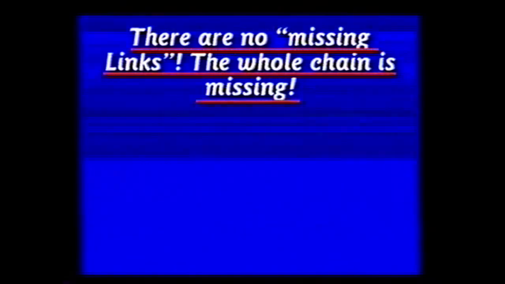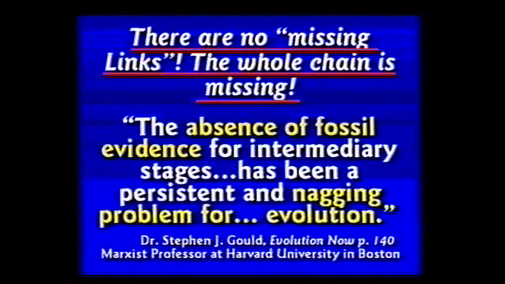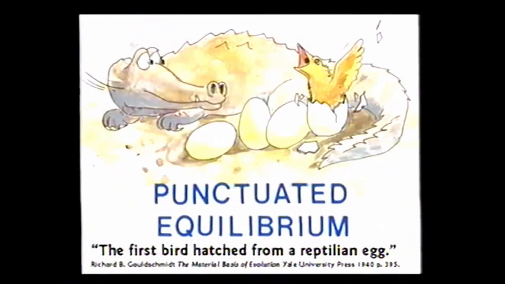It's not just a link they're looking for. And even guys like Stephen Gould will say, the absence of fossil evidence has been a nagging problem for evolution, but he believes in it anyway. It doesn't diminish his faith any. He just says we haven't found the evidence. So he and other fellows have come up with a theory called punctuated equilibrium. This is just really a resurrected Goldschmidt theory, who said the first bird hatched from a reptilian egg. What? Here's what they say with this theory. The theory says, you know, we don't find any evidence for gradual change, therefore evolution must have happened quickly.